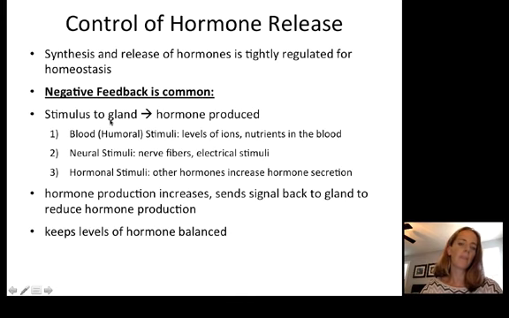So for example, if blood sugar is too high, you might have certain hormones released from the pancreas. If blood sugar is too low, you will have other hormones released from the pancreas.